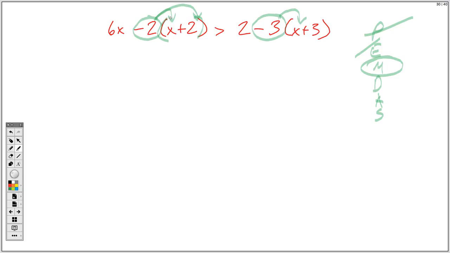So now we have 6x. What is negative 2 times x? Try again. Very close. Oh, negative 2x. Negative 2x. Good job. Okay, what is a negative 2 times a positive 2? Okay, so we got negative. Now what's 2 times 2? 4. Good job. All right.